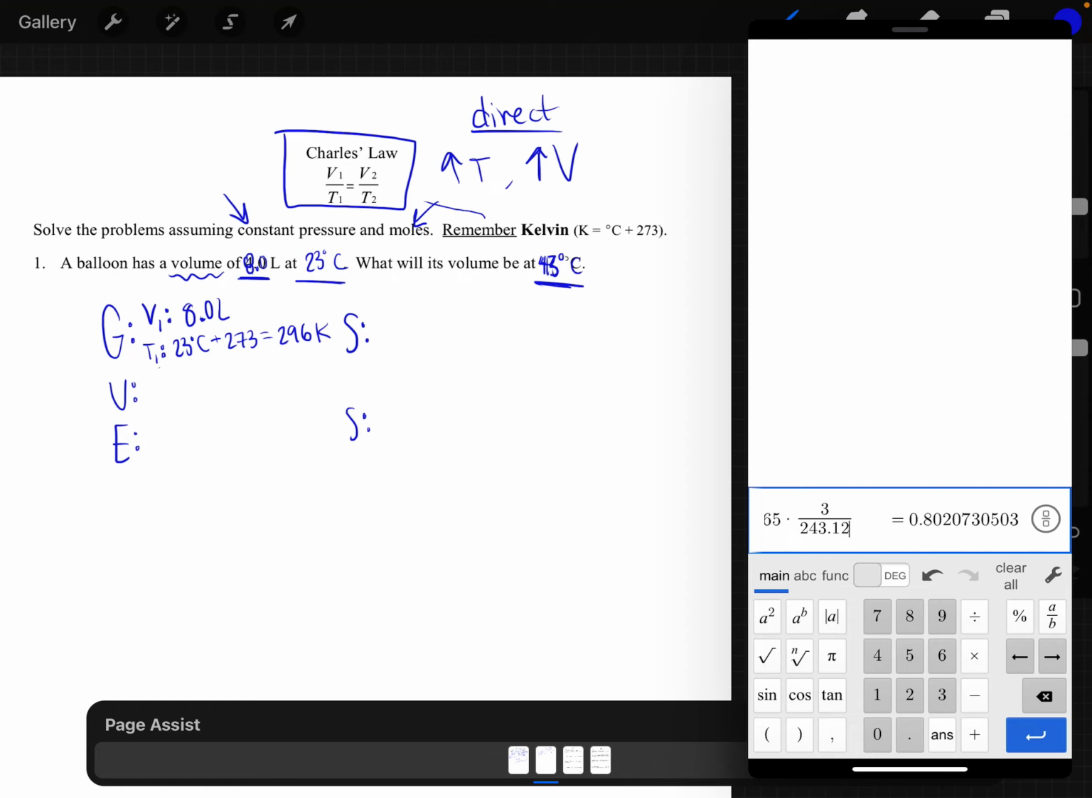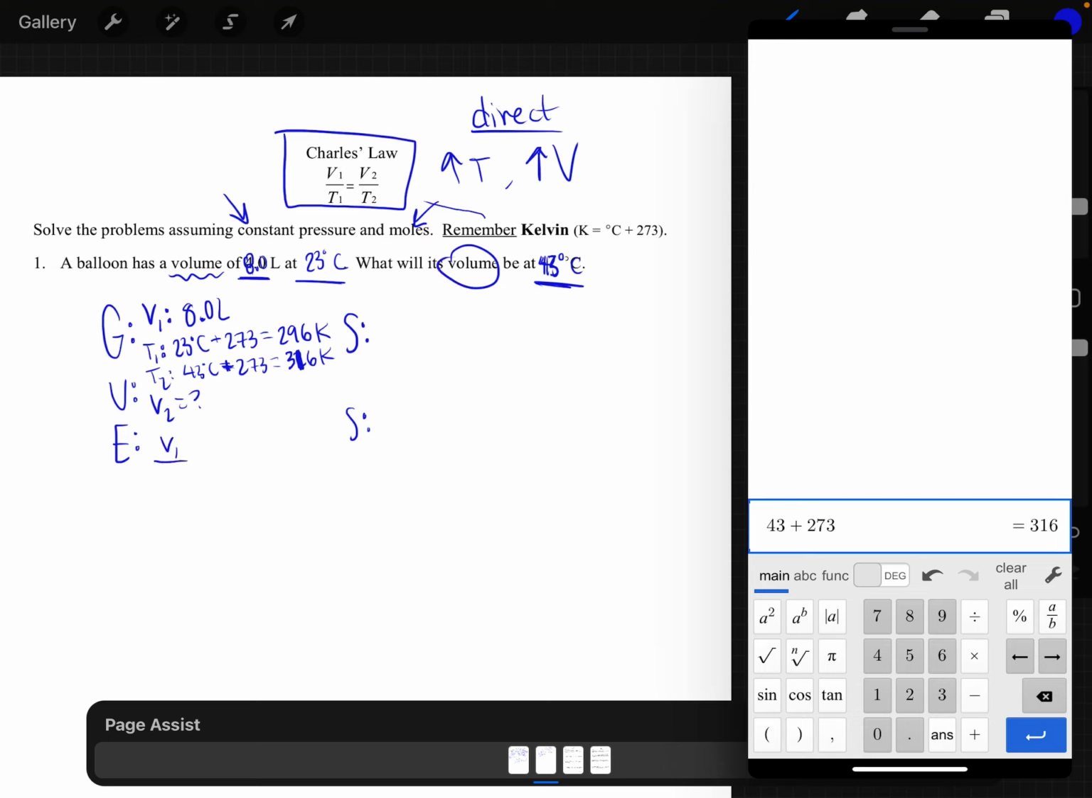Then they also gave me my second temperature. They said that it became 43 degrees Celsius. So if I add 273, this should end up equaling 326 Kelvin. I'm just going to double check because I'm worried that I did this wrong. Nope, 316. That was silly of me. 316. And then I'm missing V2, right? They said, what will its volume be?